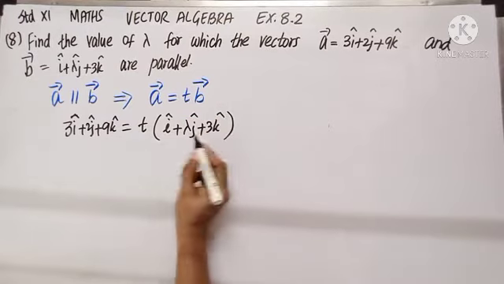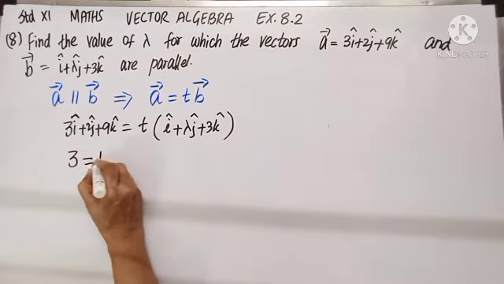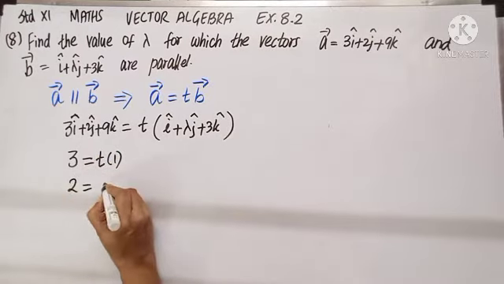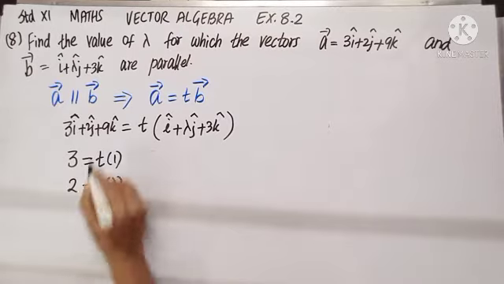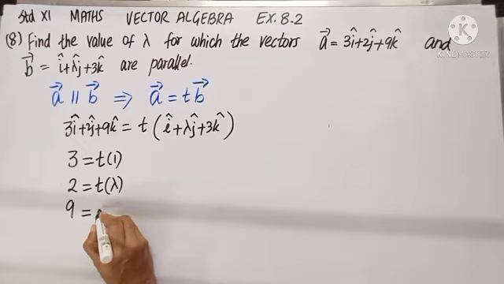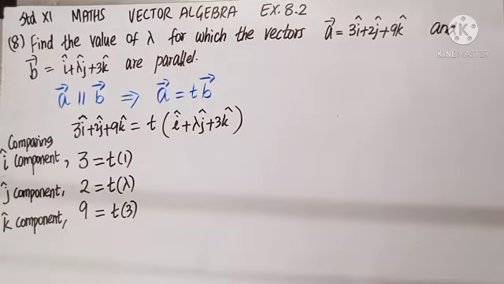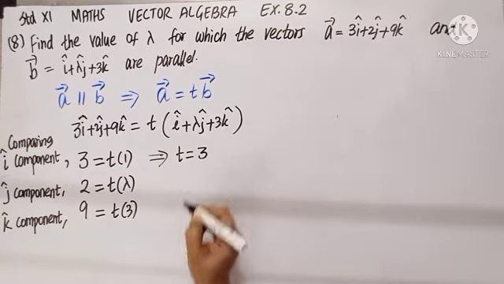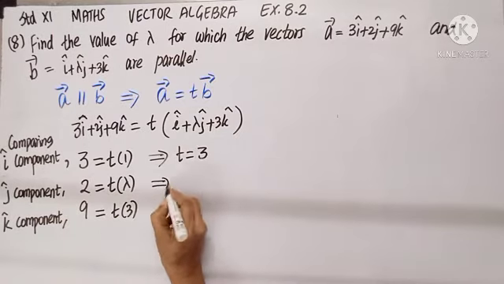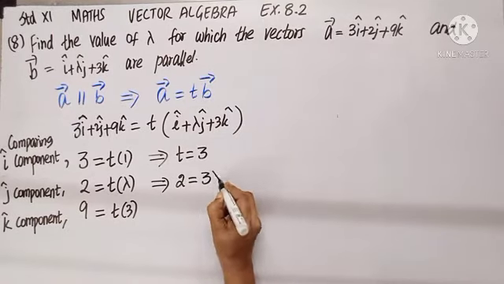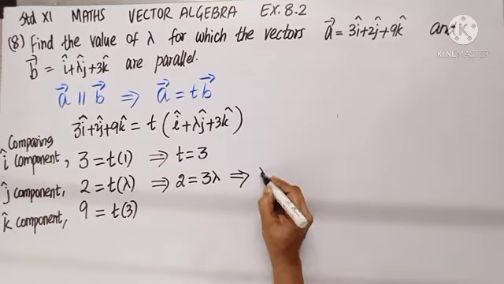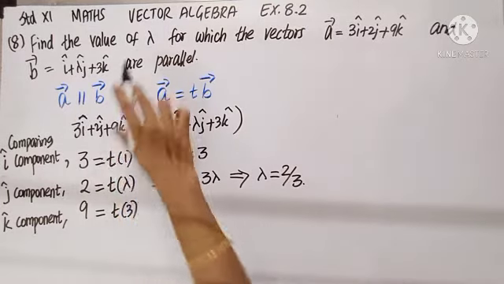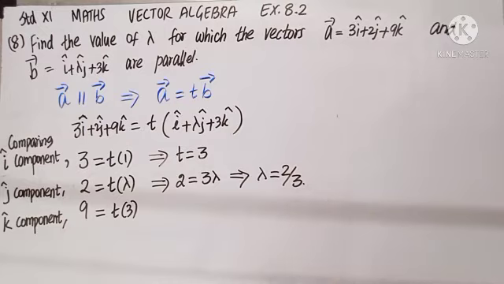As I compare, 3 equals t into 1, i component. Now j component 2 equals t into lambda. K component 9 equals t into 3. From here we get t equals 3. Substituting 3 here, 2 equals 3 into lambda, or I get lambda equals 2 by 3. My question is to find the value of lambda, and lambda value is 2 by 3.